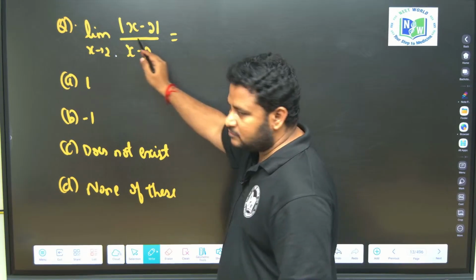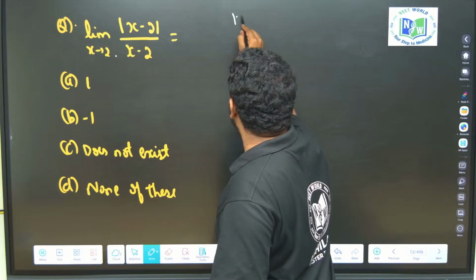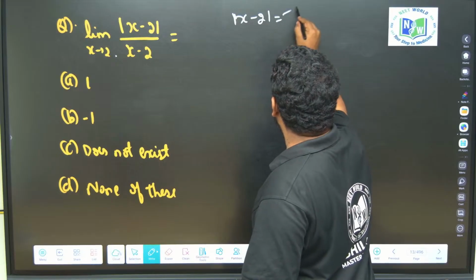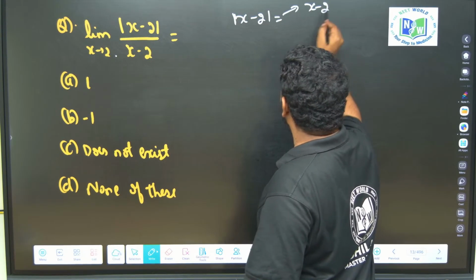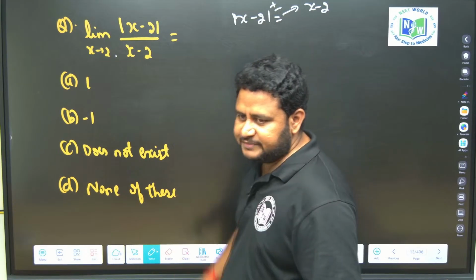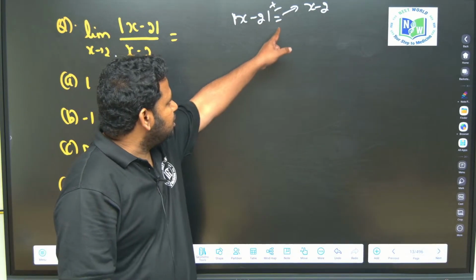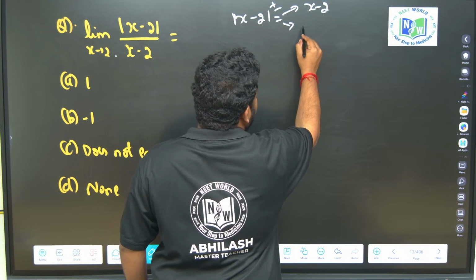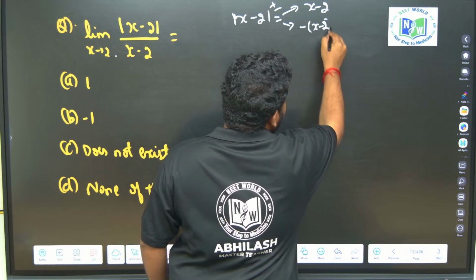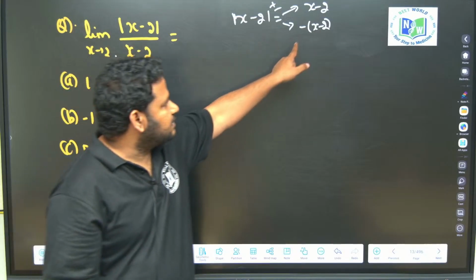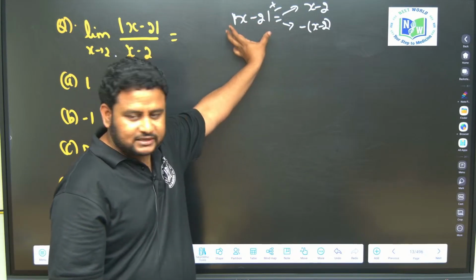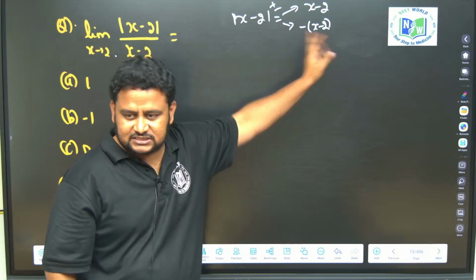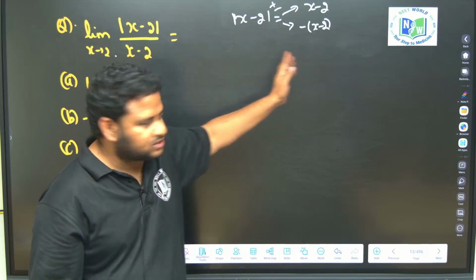So observe here, first of all modulus is given. So first of all let me write the modulus function, that is modulus of x minus 2. If I remove the modulus, what will I get? I will get two functions, plus and minus. If it is plus, it will become x minus 2 only. If it is minus, I will write it with a minus as minus of x minus 2. So this modulus of x minus 2 became x minus 2 when positive, and minus of x minus 2 when negative. So we got two functions.